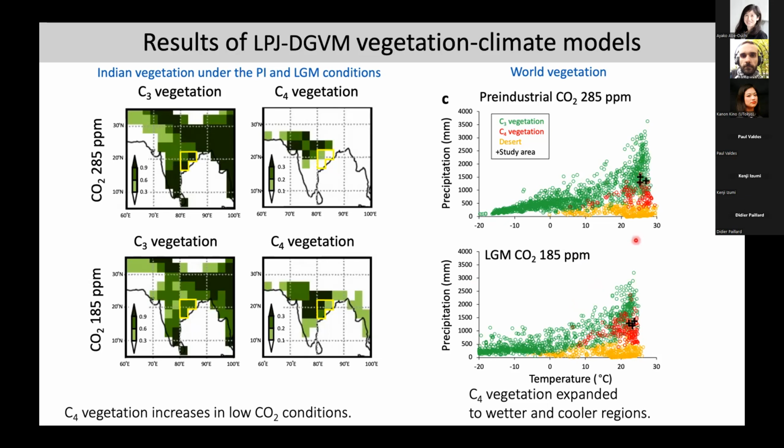So precipitation and the temperature didn't change between the pre-industrial and the LGM periods. But the red circles, C4 vegetation, significantly increased in LGM CO2 condition. So this means that East India is sensitive to changes in CO2 concentration, and the precipitation and the temperature changes were smaller and didn't affect the C3, C4 vegetation so much.